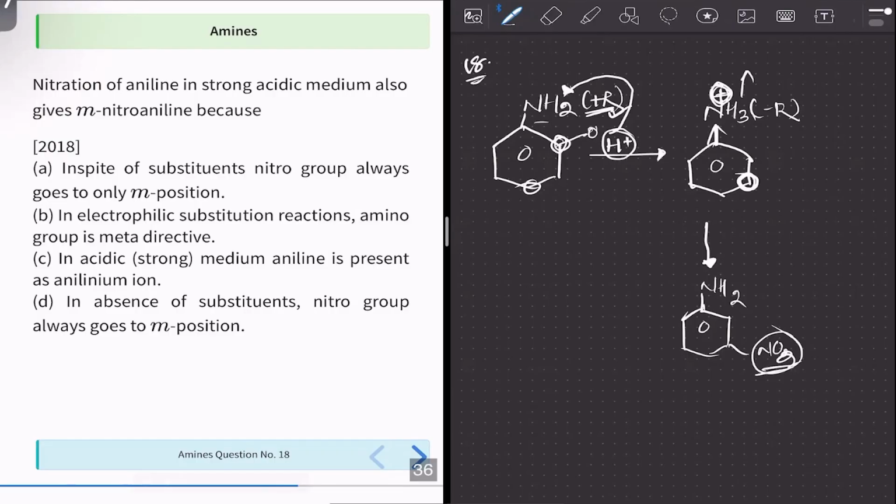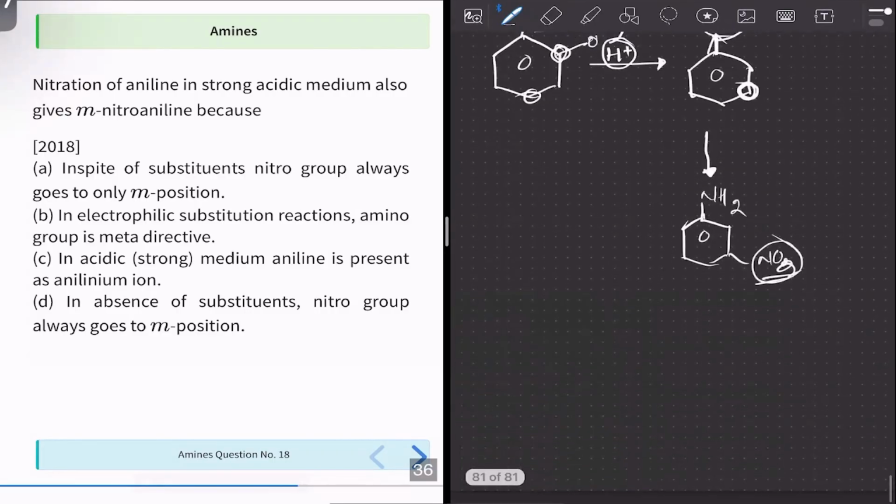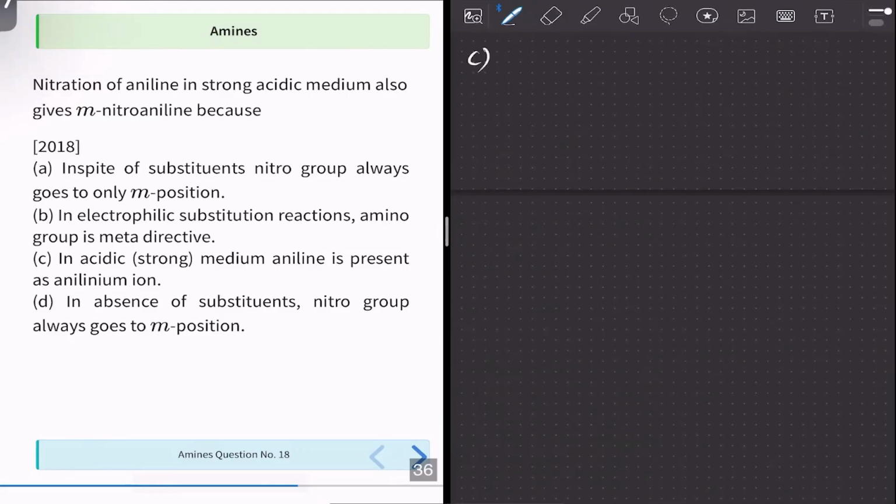In electrophilic substitution reaction, amino group is meta directive. No, amino group is always para and ortho directive, so it is also incorrect. In acidic medium, aniline is present as anilinium ion. Yes, this will be converted into anilinium ion, and that is a meta directing group or minus R effect showing group. So the substituent will attach on the meta position. So option C is the correct answer.